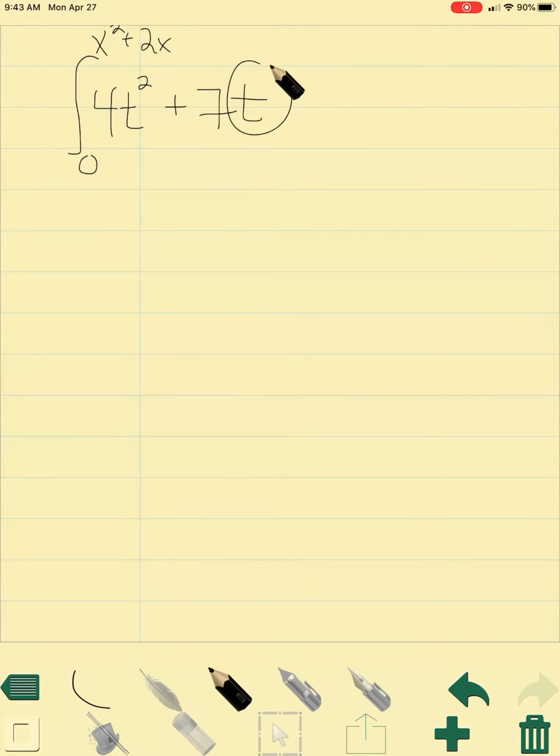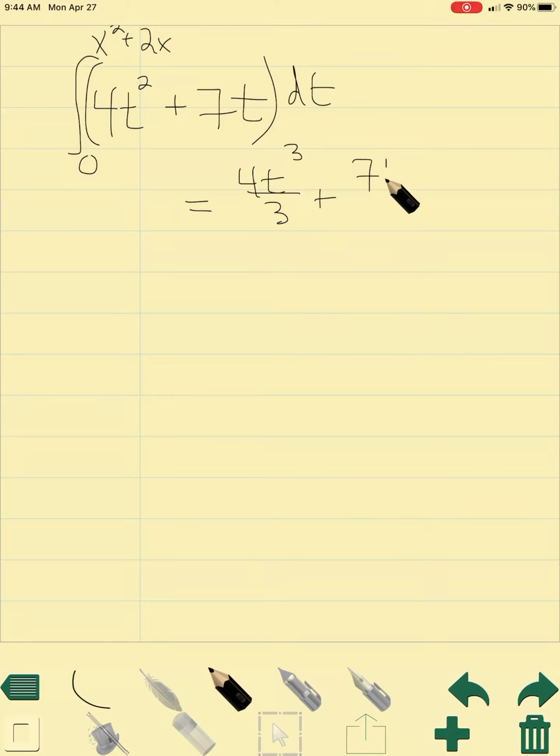Notice that something a little different is that the variables are different in this case. We have t in our function, in terms of dt, but in our integral, one of the bounds is dealing with x. What would this actually look like? If we integrated this, we would get 4t to the third over 3 plus 7t squared over 2. We wouldn't need the plus c because it's a definite integral. We have those bounds, the lower and upper limits.